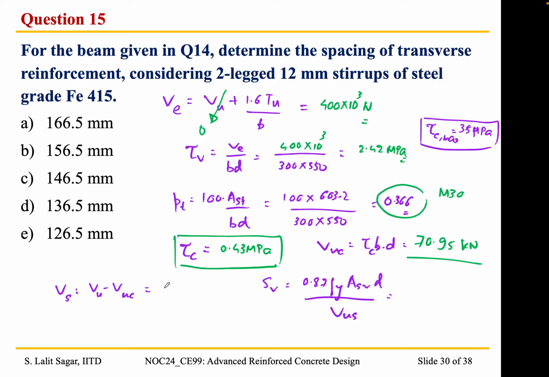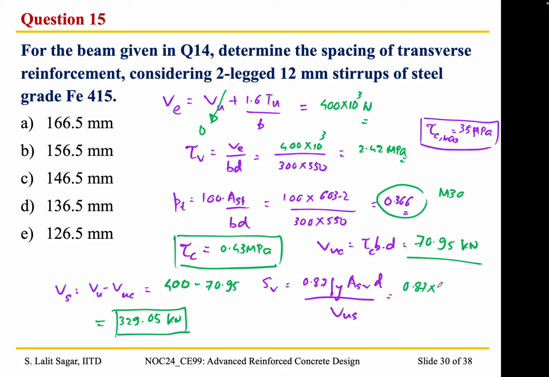Okay, VU is nothing but VE, that is 400 minus 70.95. This gives us a value of VS, that is the force for which the stirrups must be designed, is 329.05 kilonewton. I hope even the participants also were able to get the same answers.